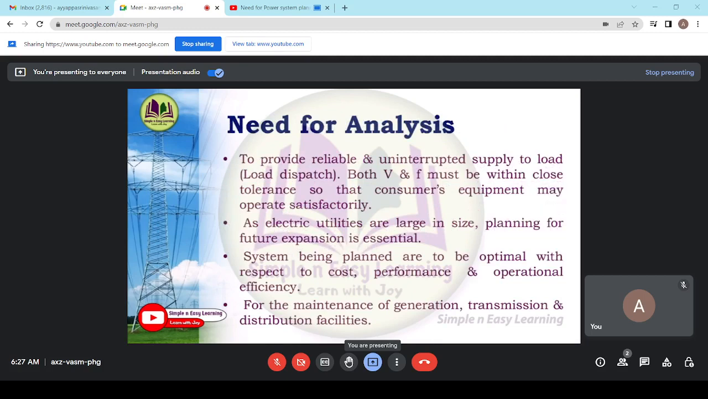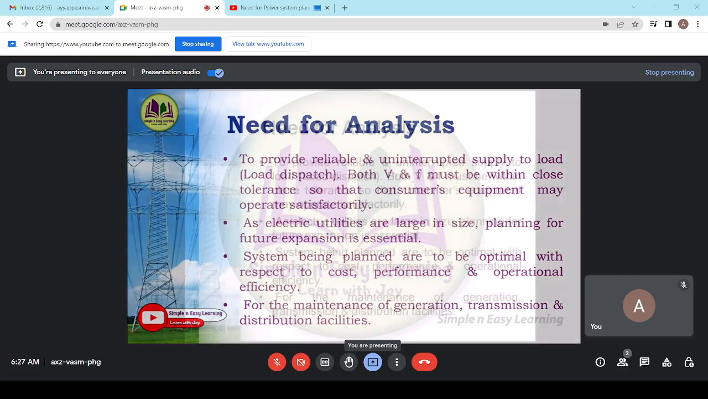And need for analysis. So why do we need to analyze these things? To provide reliable, uninterruptible supply. With this, I want to tell one more thing. Need for analysis: what are all the analyses? Short circuit analysis, power flow analysis, and stability analysis. So what is the need for these three analyses? To provide reliable, uninterruptible supply to the load, or we call that load dispatch.